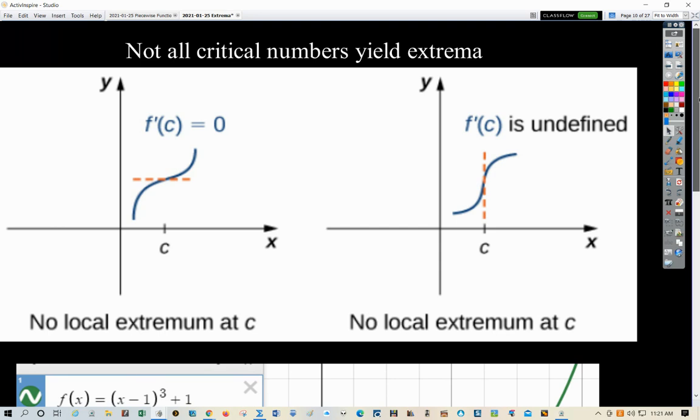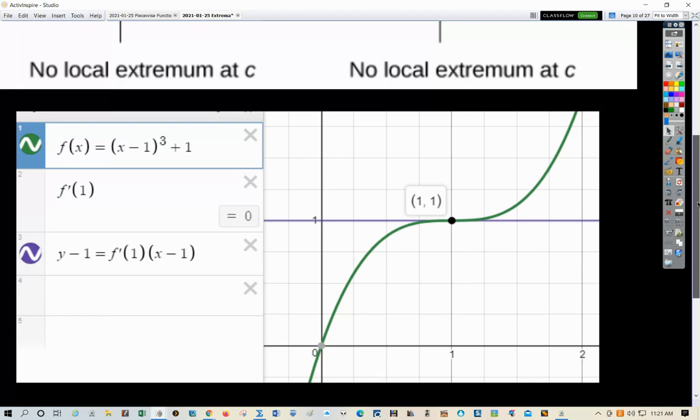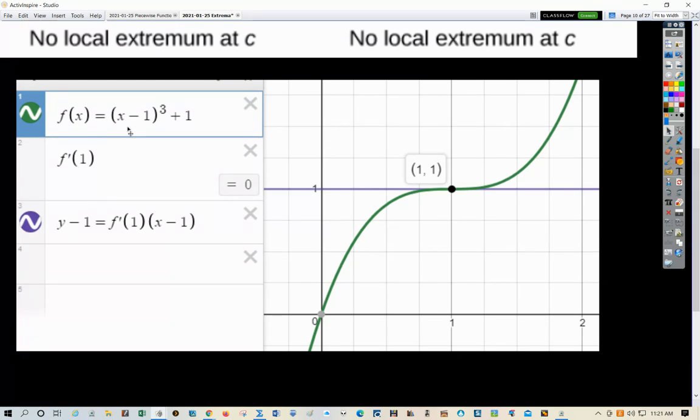So you have to remember that when you're looking for extrema, they always have to occur at critical numbers, but some critical numbers could be false alarms, right? So we're always going to have to check our critical numbers to see if they really do produce extrema. Okay, some will, some won't. Here's an example of an actual function that has a horizontal tangent line at the point (1, 1), but that's an inflection point, right? That's not an extremum.